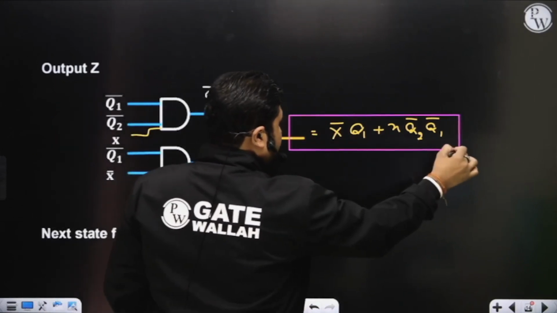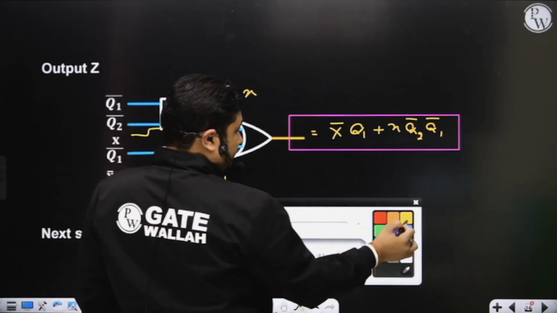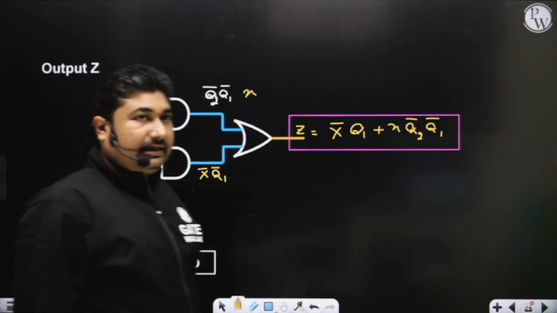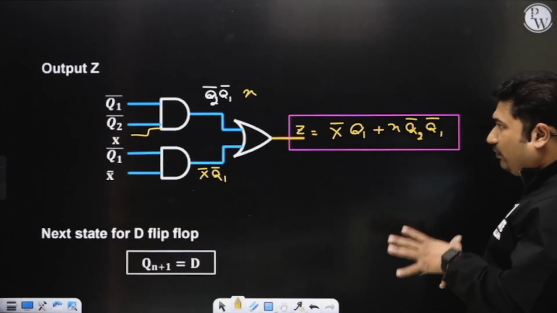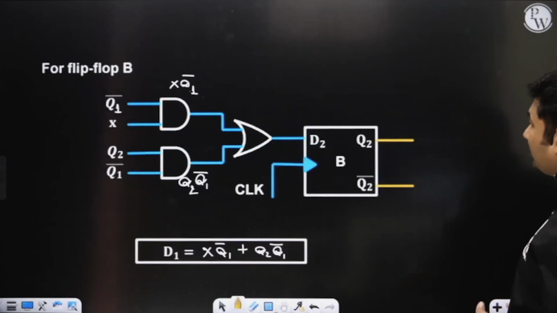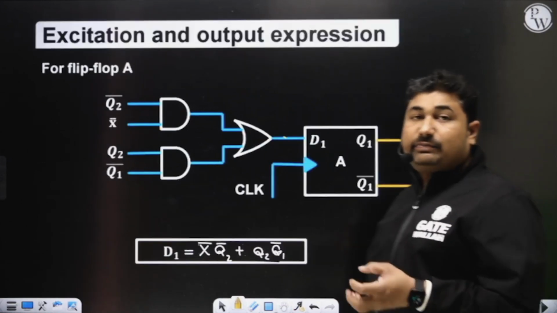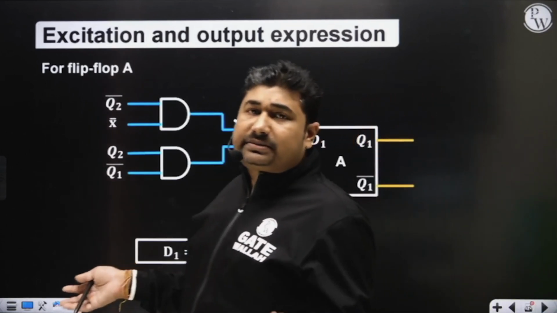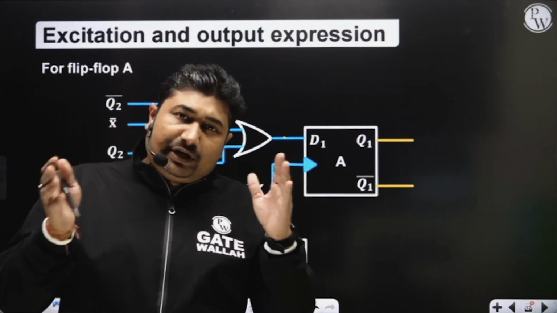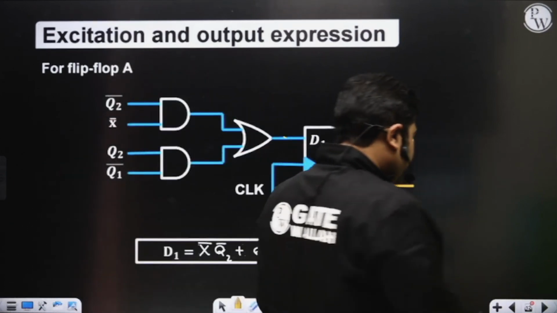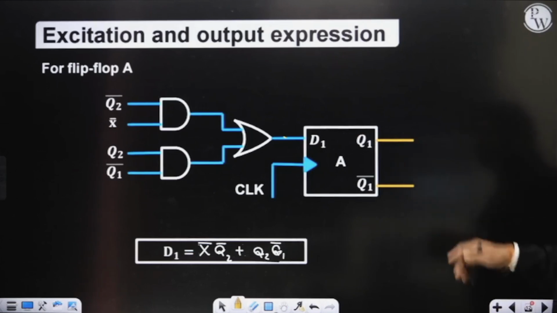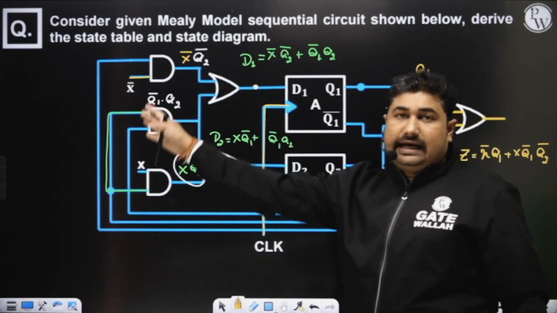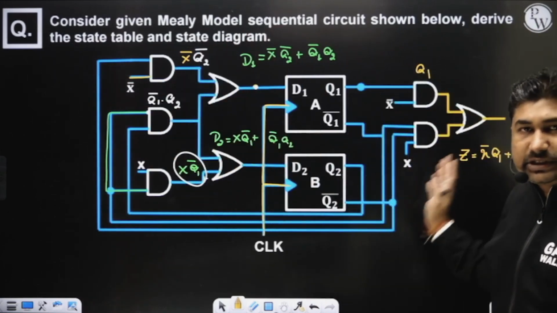I'm hoping up to this part everything is clear. Is it okay? Clear? Great. So I just tried to find the output expression, the input to the D1 flip-flop, the input to the D2 flip-flop. If we have more flip-flops, then in order to analyze the circuit we will do it in the same fashion. You need not draw these again and again. It is just to show you. You can just analyze here only. Up to this part everything is clear.